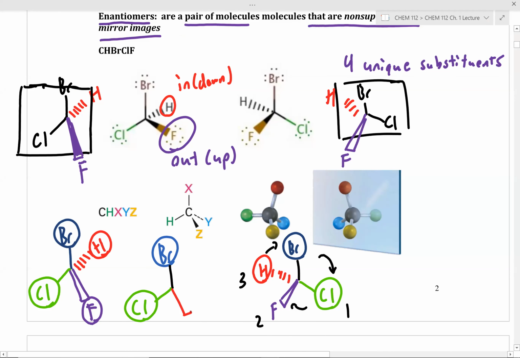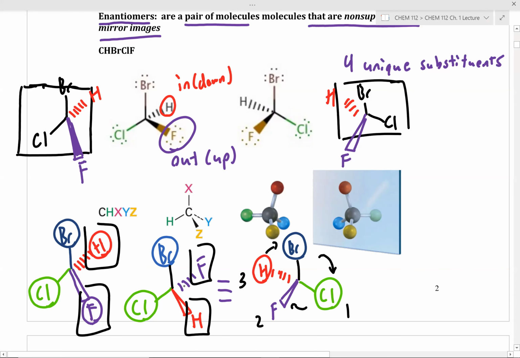Our hydrogen is now going to be pointing up towards us out of the plane of the page. And our fluorine is going to be pointing into the plane of the page. So these two structures are identical, and we've only just rotated our bottom three substituents clockwise, just like turning a steering wheel. And from this, we can very easily see that if we try to overlay our two enantiomers, our substituents are different and they're in different positions.